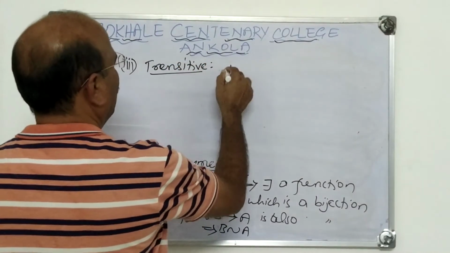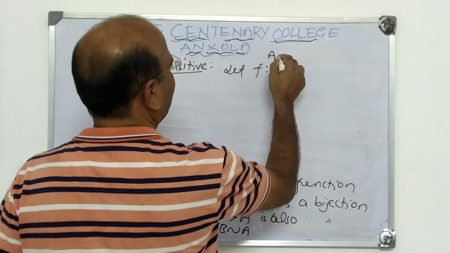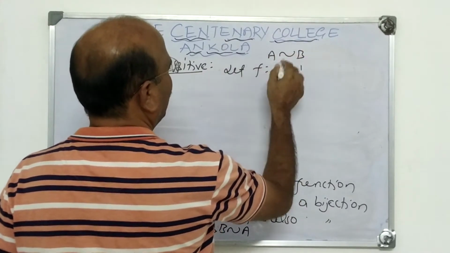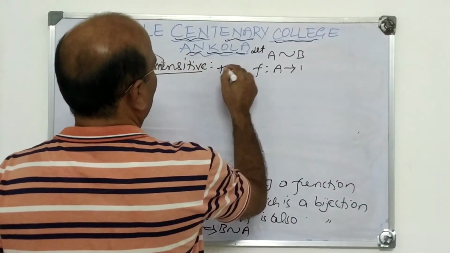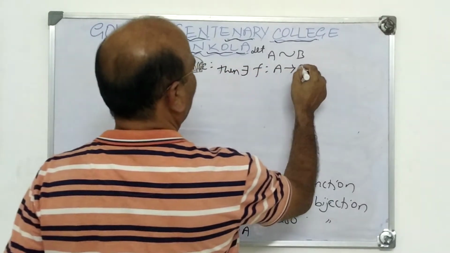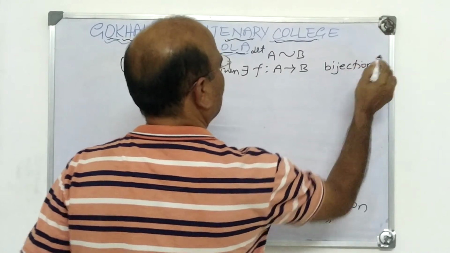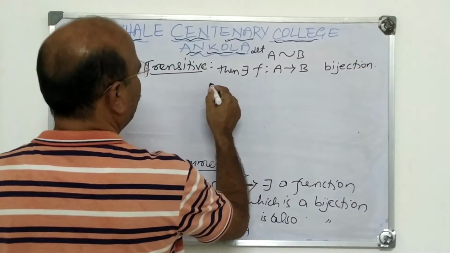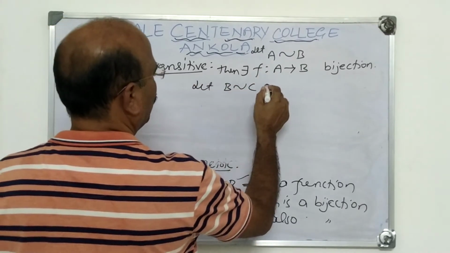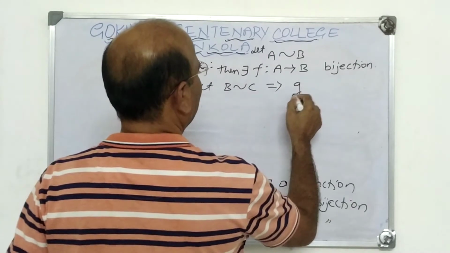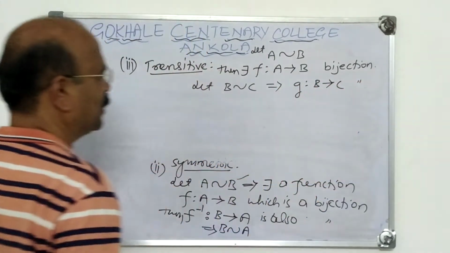For that, let A be equivalent to B. Then there exists f from A to B which is a bijection. And let B be equivalent to C. What does this imply? There exists a function g from B to C which is a bijection.